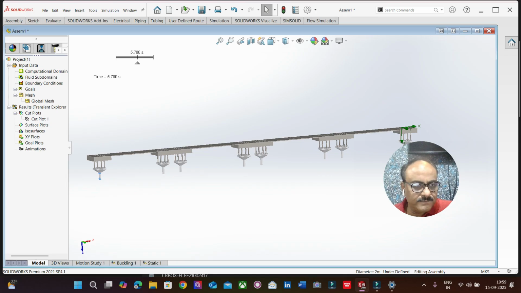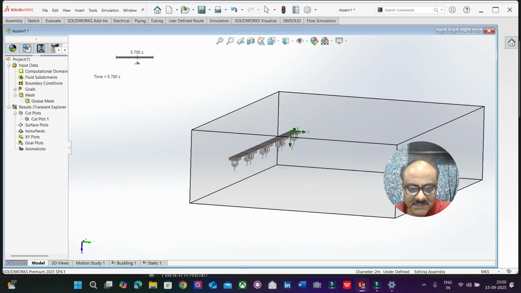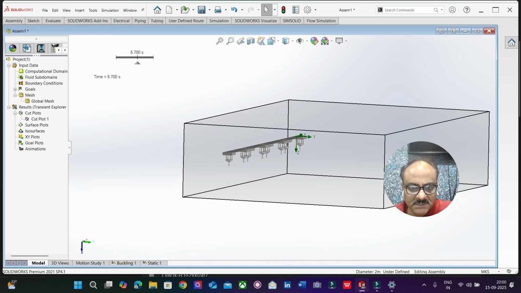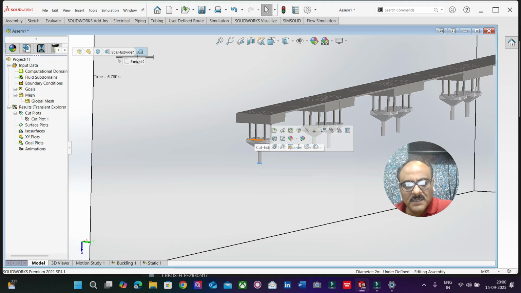Now let's define the computational domain. So this is going to be my computational domain, and this computational domain says that my bridge is within this particular domain, and I'm defining that from the bottom of the pile or the pier, the bottom of the pier, to the top of the pier cap. From the bottom of the pier to the top of the pier cap is going to be filled with water. So that is the zone with water.